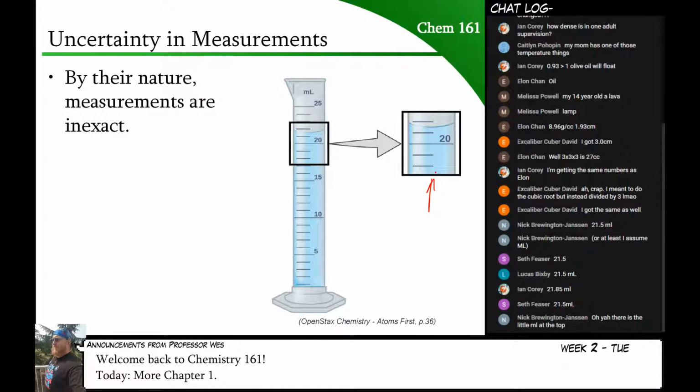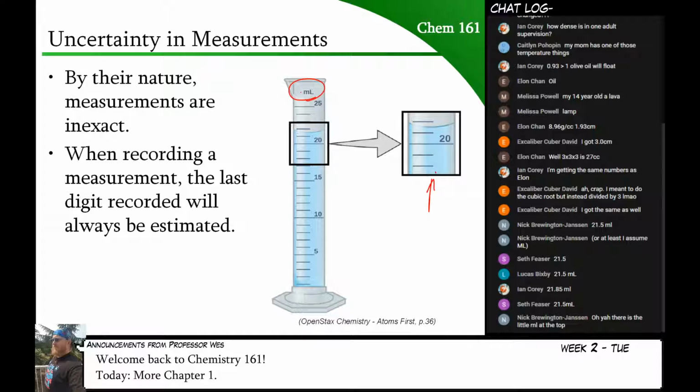All right, last call for guesses here. Or measurements, I should say. We're not guessing because that would imply random. All right, so a bunch of people wrote down a bunch of different numbers. Some people noticed that there was milliliters up here at the top, so that's good.